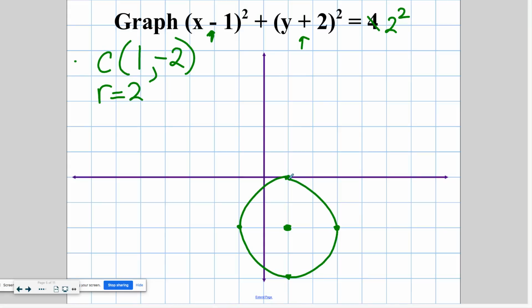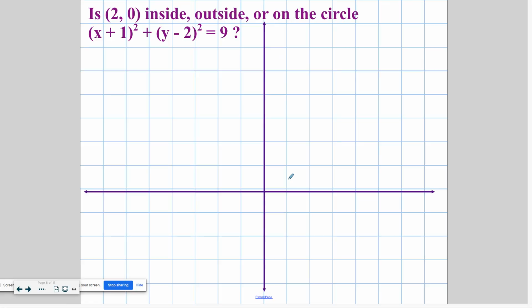And shazam, there we go. Now this one's just taking it a little step further and saying, let's graph this out for practice. So let me do that first. The center of this equation right here is -1 and +2. Radius is 3. It goes pretty quick when you get used to it.